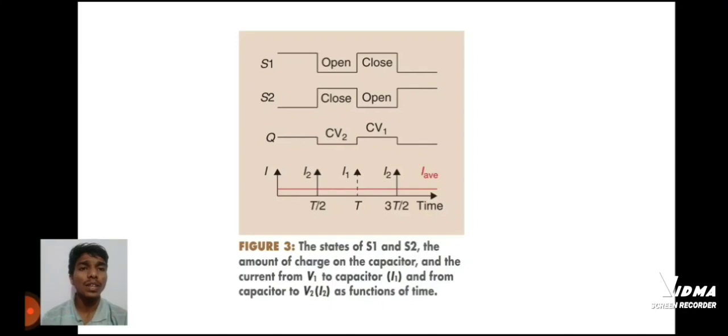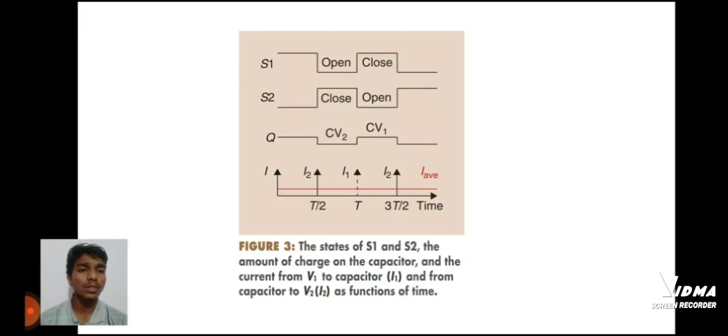Here, Figure 3 shows the amount of charge on the capacitor and the current from V1 to the capacitor and from the capacitor to V2, I2, as a function of time. When S1 is open and S2 is closed, we have a charge of CV2. When S1 is closed and S2 is open, then we have a charge of CV1.